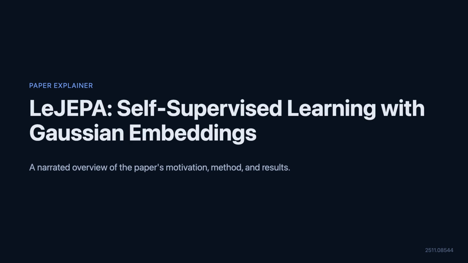Today we are looking at LeJEPA, a proposed redesign of joint embedding predictive architectures. The big claim is simple but ambitious. Self-supervised models should learn embeddings that are not just predictive across views, but shaped like an isotropic Gaussian cloud. The paper argues that this geometry is not a cosmetic choice. It is a principled target that prevents collapse, improves downstream usefulness, and leads to a much simpler training recipe.